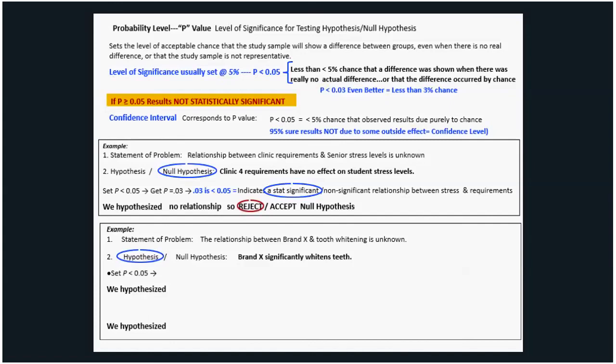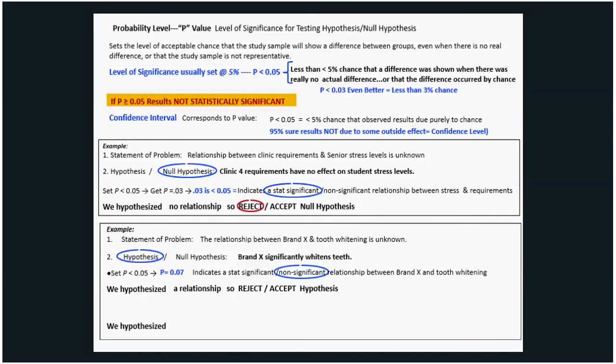Now, say we want our p-value to be less than 0.05. And we get a p-value that is 0.07. Now, we hypothesized that there would be a relationship, right? But this p-value of 0.07 indicates that there's not a significant relationship between brand X and tooth whitening. So with this, are we going to accept or reject our hypothesis? We're going to reject our hypothesis because we said that there was a relationship, and a p-value greater than or equal to 0.05 means that there is no relationship.